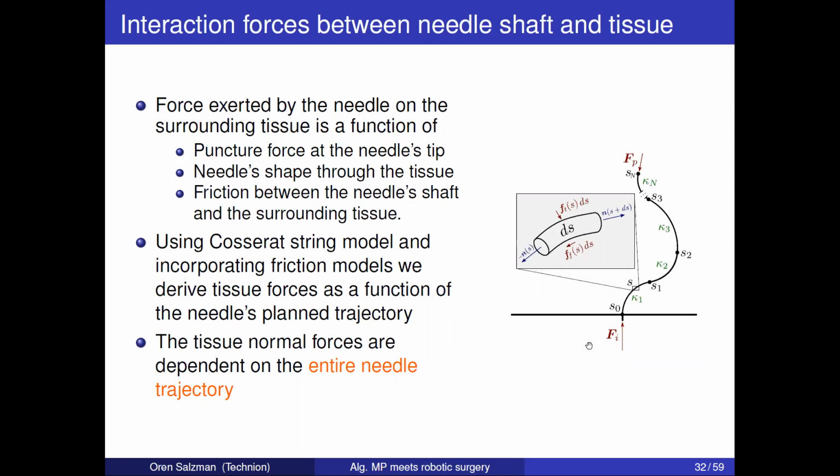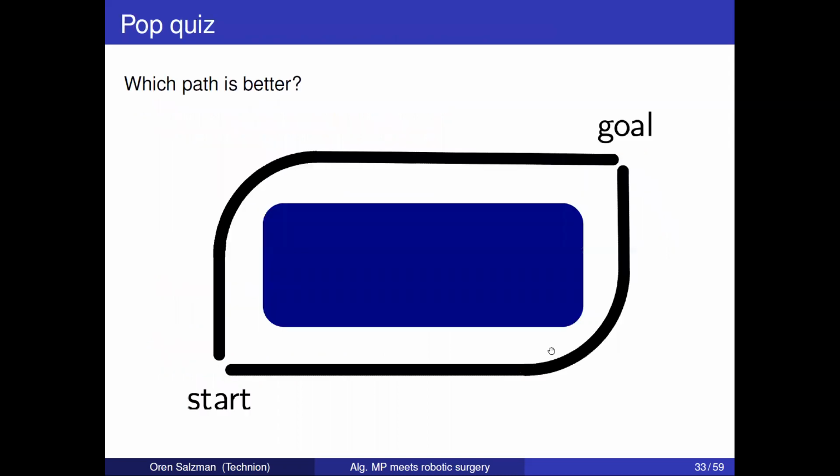And I cannot explain anything about this model. It uses Cosserat spring models. And surprisingly or unsurprisingly, this depends on the entire needle trajectory. So just like in the previous setting, again, Bellman's principle of optimality won't hold because we need to look at the entire trajectory for our optimization problem.